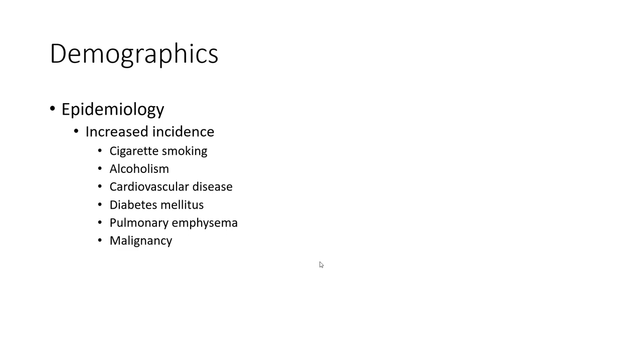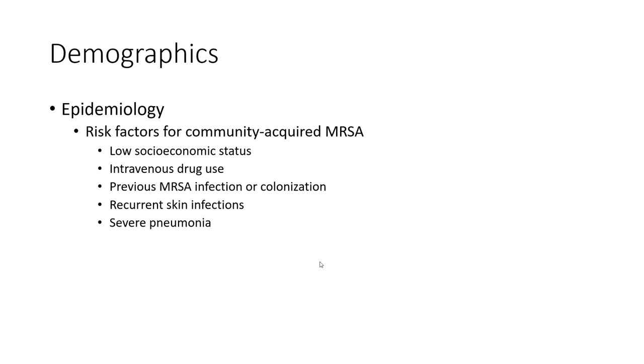Incidence is increased in people with cigarette smoking, alcoholism, cardiovascular disease, diabetes mellitus, pulmonary emphysema, and malignancy. Risk factors for community-acquired MRSA: low socioeconomic status, intravenous drug use, previous MRSA infection or colonization, recurrent skin infection, and severe pneumonia.